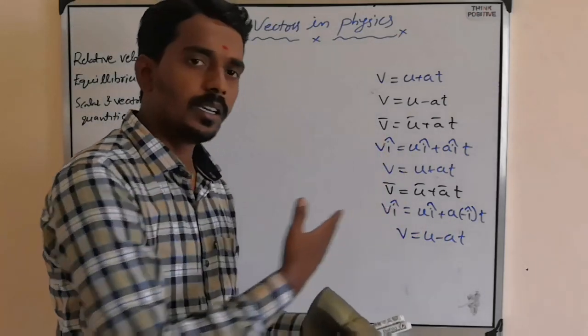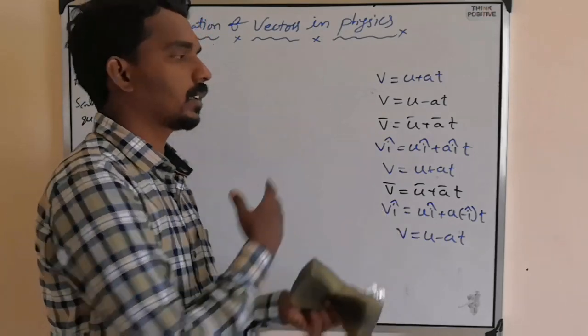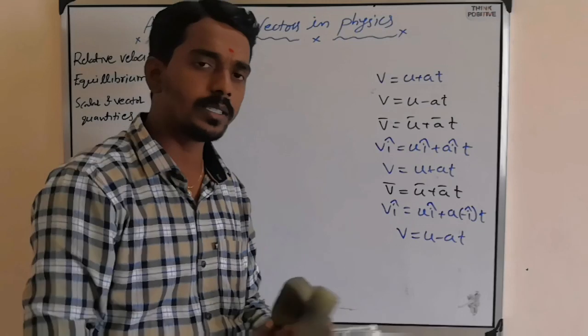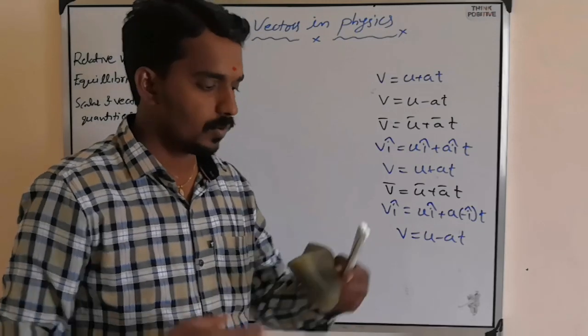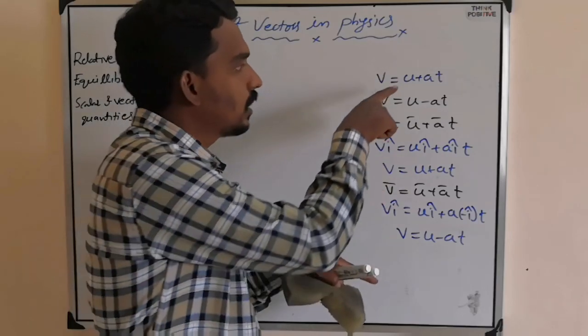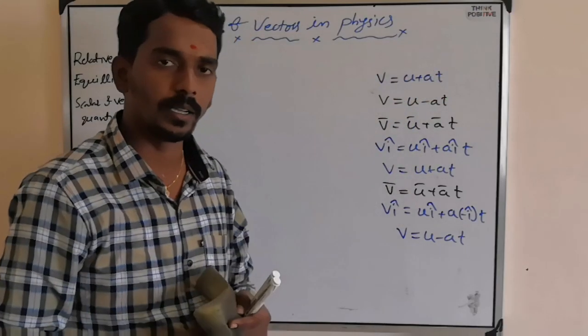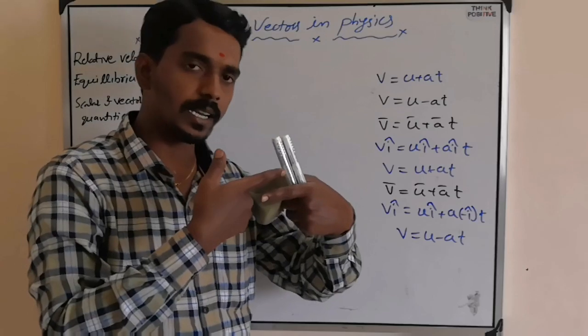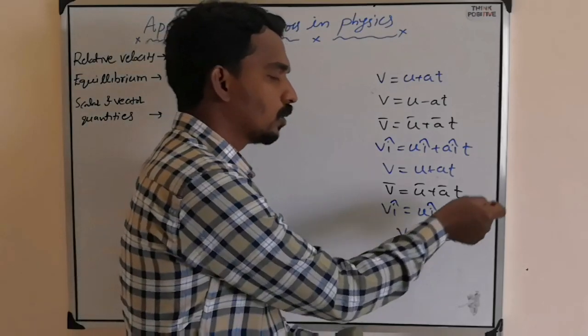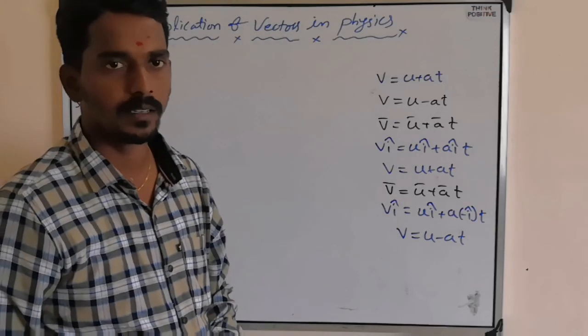That's why you will take u minus at. That actually you will understand from where? Vectors. But there you have not studied vectors. That's why you will say simply, if velocity and acceleration are in the same direction, then v equal to u plus at. If velocity and acceleration are opposite to each other, then v equal to u minus at.